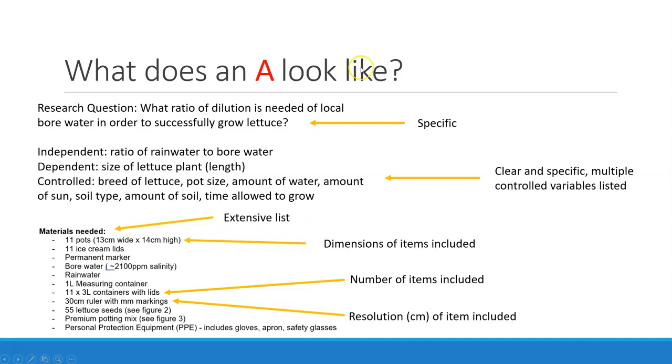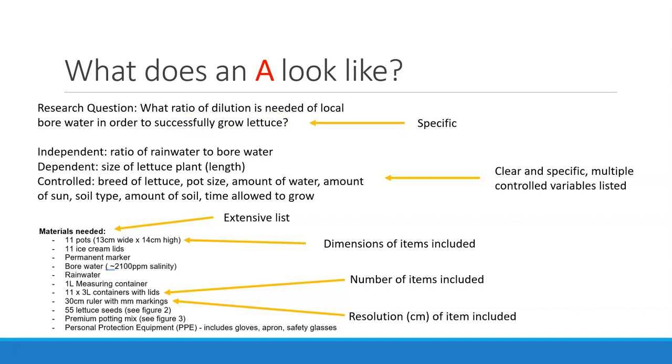Okay, so what does an A look like? If we have a look here, this is from another investigation looking at the ratio of dilution that's needed of local bore water. So bore water is groundwater. That tends to be a bit salty in order to successfully grow lettuce. Okay, so this student, this was actually for a different investigation.